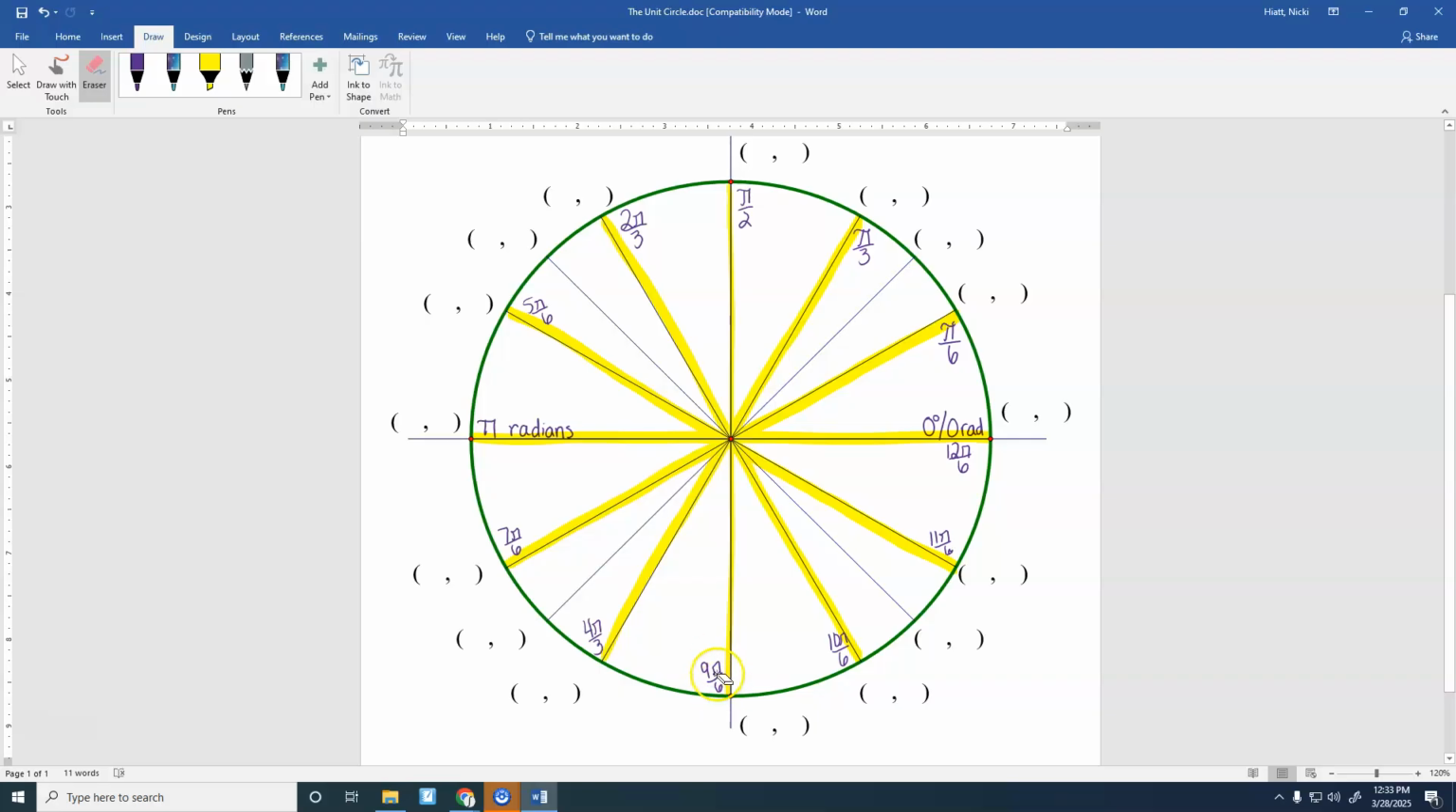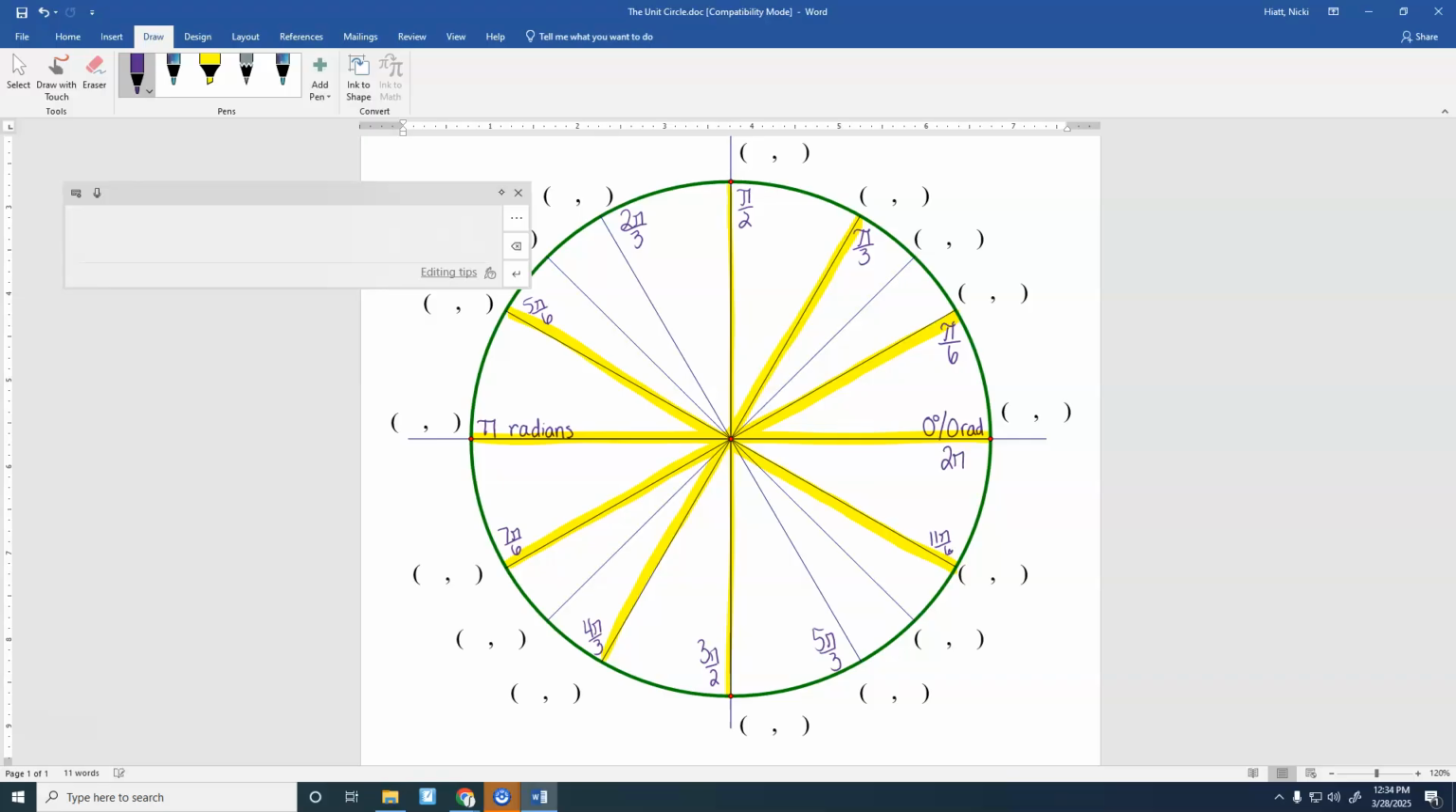9 pi over 6 is going to reduce to 3 pi over 2. 10 pi over 6 reduces to 5 pi over 3. And then 11 pi over 6 does not reduce. 12 pi over 6 reduces to 2 pi. Again, you can put either one of those on that line. You don't have to have them both. You can put them both if you want, but 0 and 2 pi are the same location.